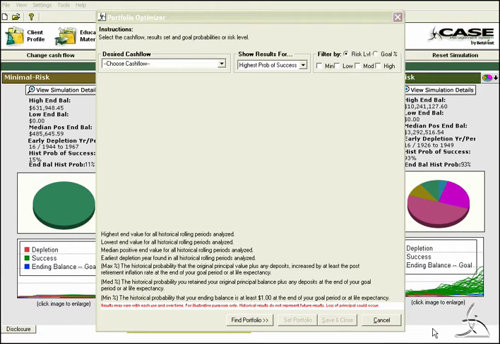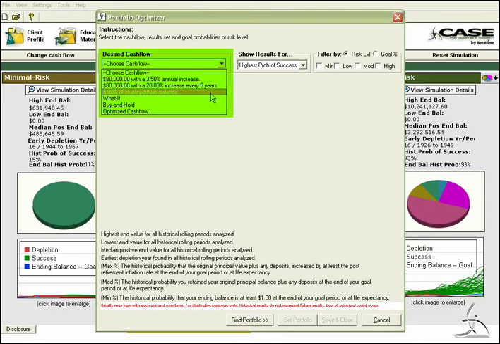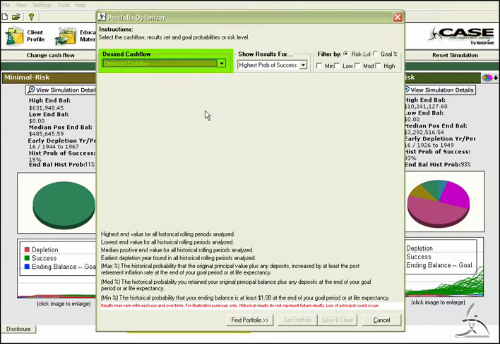The Portfolio Optimizer finds portfolio combination results based on a chosen cash flow. So the first step is to select the cash flow that you would like to analyze. In this case, we will choose the optimized cash flow we just created.